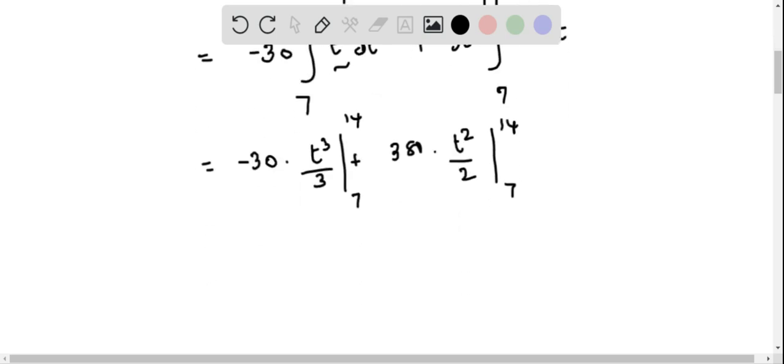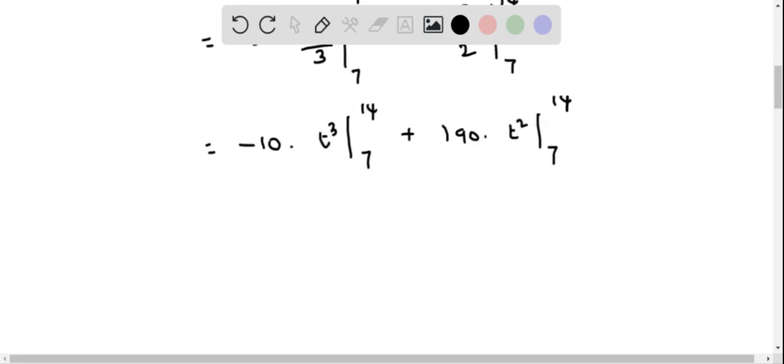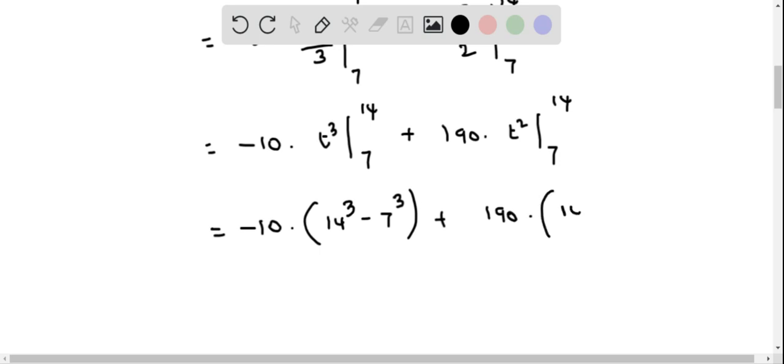So let's keep this simplified. So this becomes negative 10 times t cubed from 7 to 14, plus 190 times t squared from 7 to 14. Here we have to apply the upper limit as well as the lower limit, and when we do that we get negative 10 times, we apply the upper limit, that is 14 cubed, minus the lower limit, 7 cubed, plus 190 times, the upper limit is 14, and then it becomes 14 squared minus 7 squared.